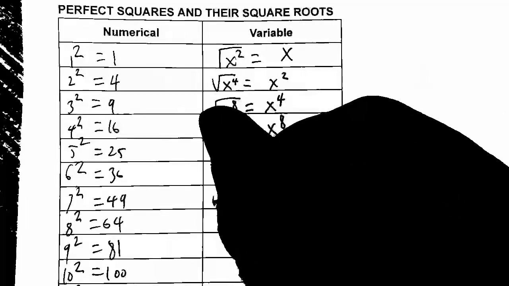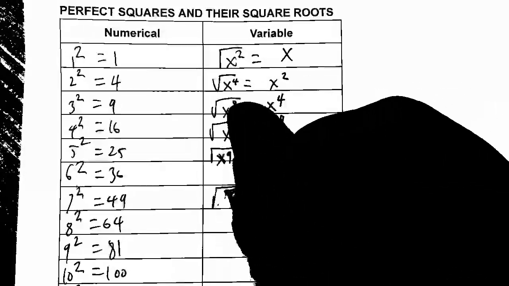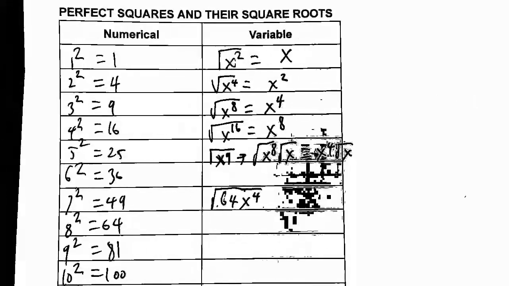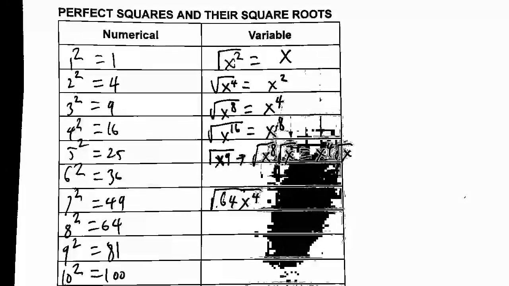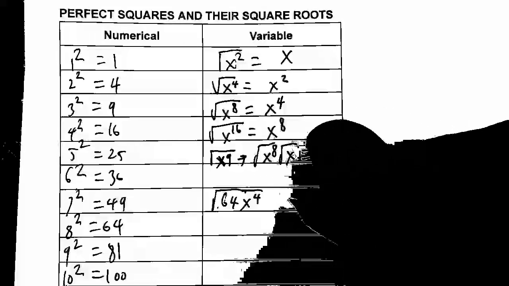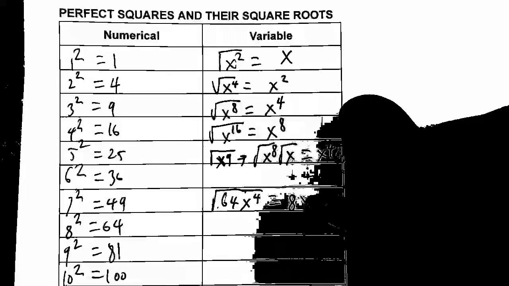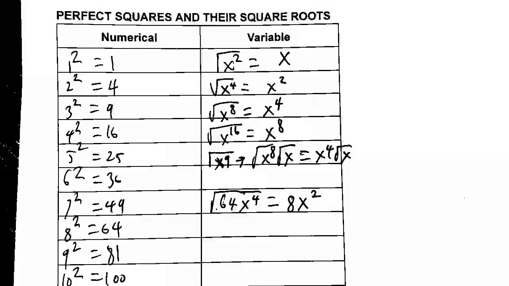What about something like root 64 x to the 4th? We were still going. All right, so you root the 64. Yeah. And you root the x to the 4th. What is this? 8 root 2? No, 8x². There's no root because it's an even number. Because it's an even number, you just divide by 2.